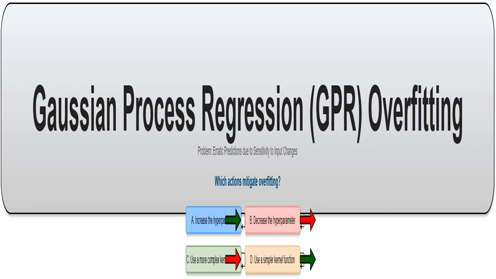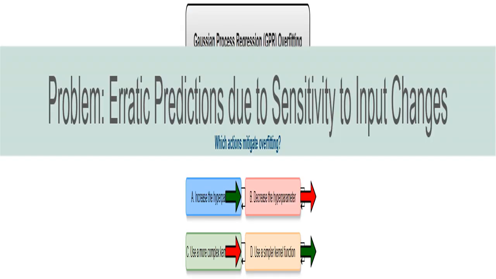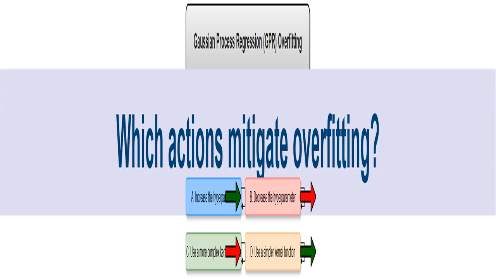The specific issue is erratic predictions from the model. Small changes in the input data produce wildly different outputs. This is a classic symptom of overfitting. We need to make our model more robust to these small variations. This question is asking us to identify actions that will reduce the overfitting behavior. We need to tame that overly sensitive model.